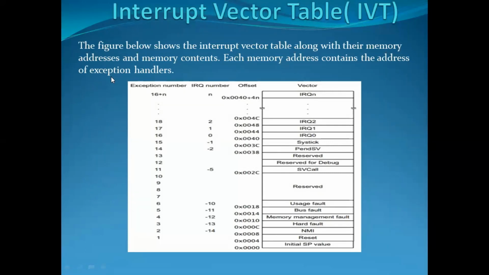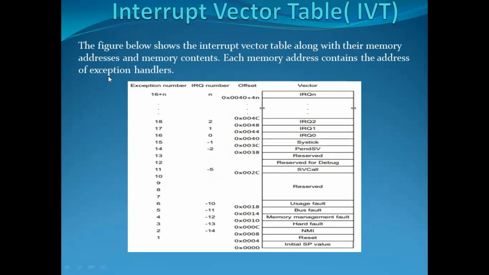Each memory address contains the address of the exception handler. When an interrupt X occurs, the interrupt request will be sent to the nested vector interrupt controller, NVIC. If the NVIC accepts the exception or interrupt request X, the next step of the NVIC is to find the starting address of the interrupt service routine or exception handler. The starting address of the respective ISR or exception handler is stored inside the interrupt vector table.